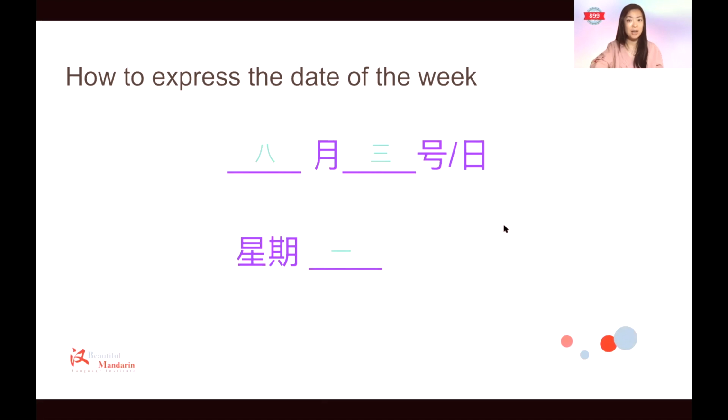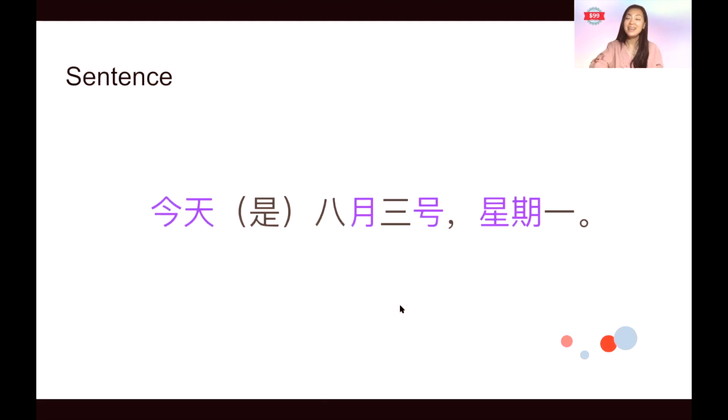Now let's see the structure. When you express the month and the date, you will have month in front, the date after that, the day of the week. If you want to express today is August 3rd, Monday, then here is the sentence.